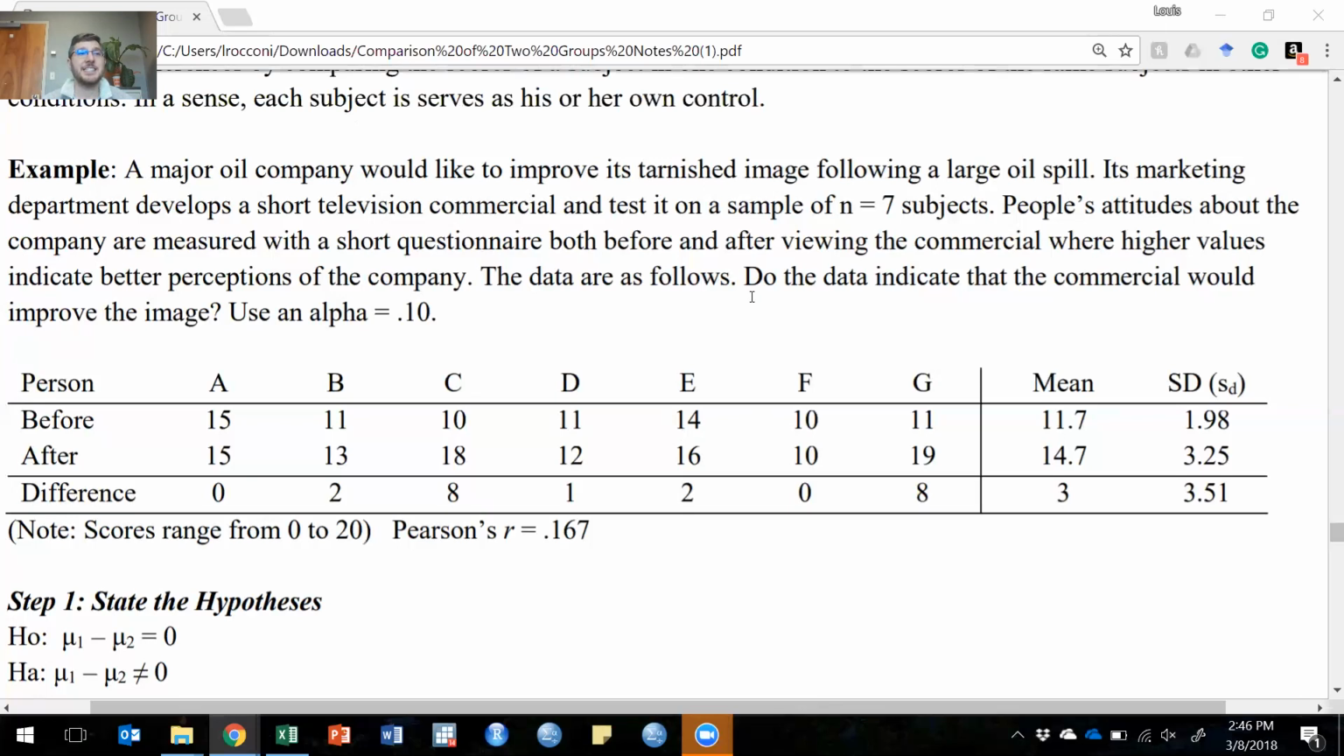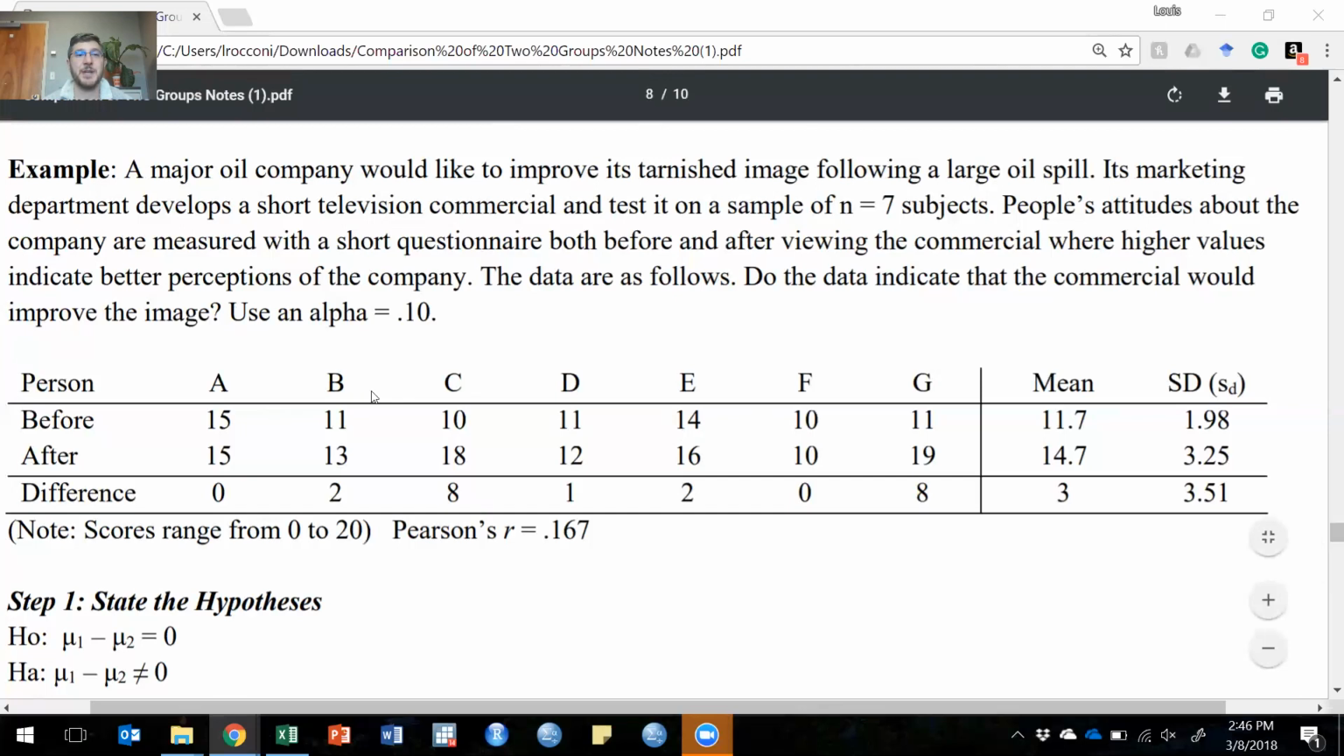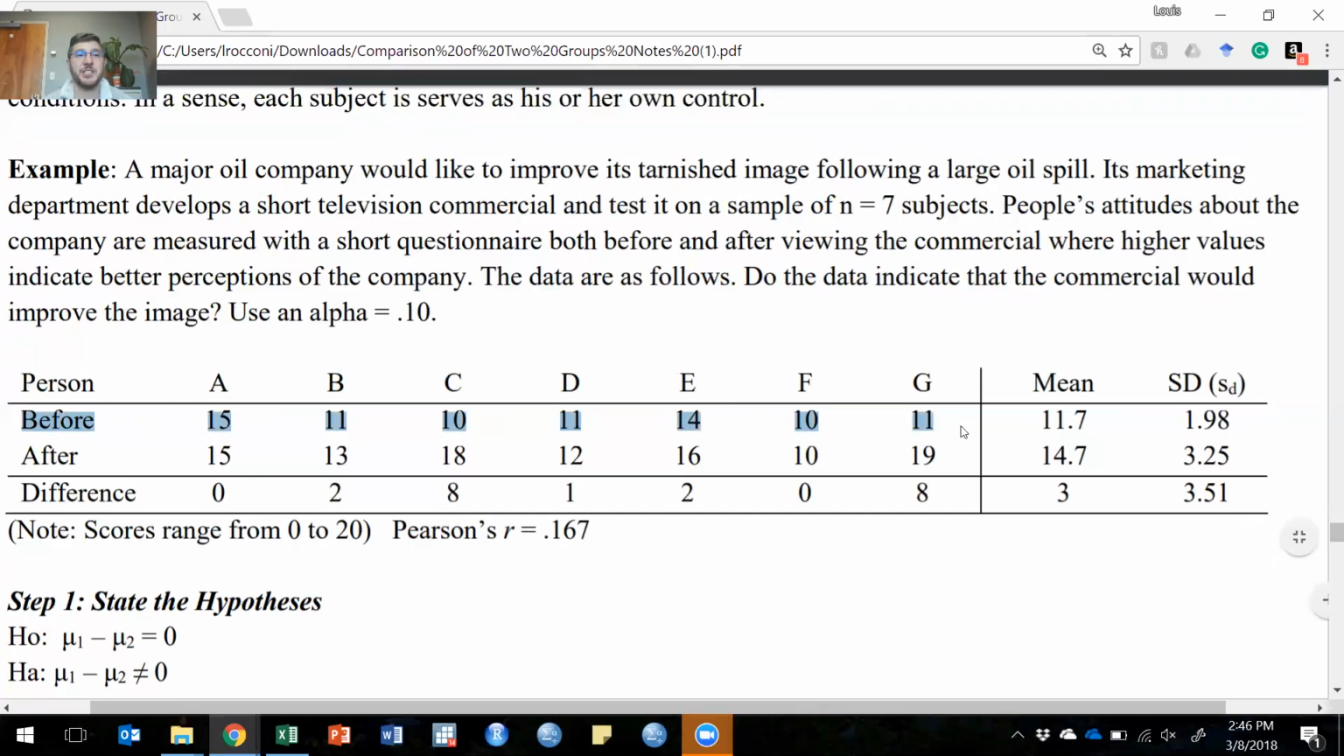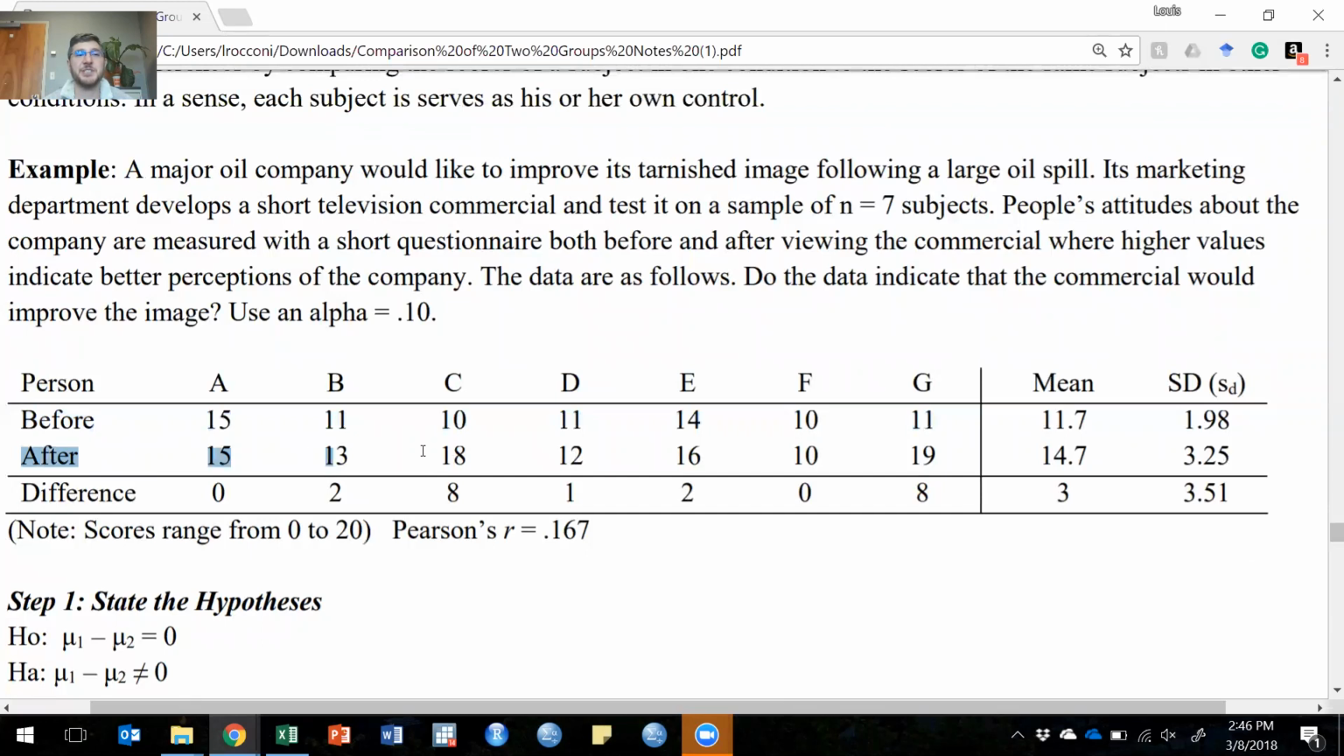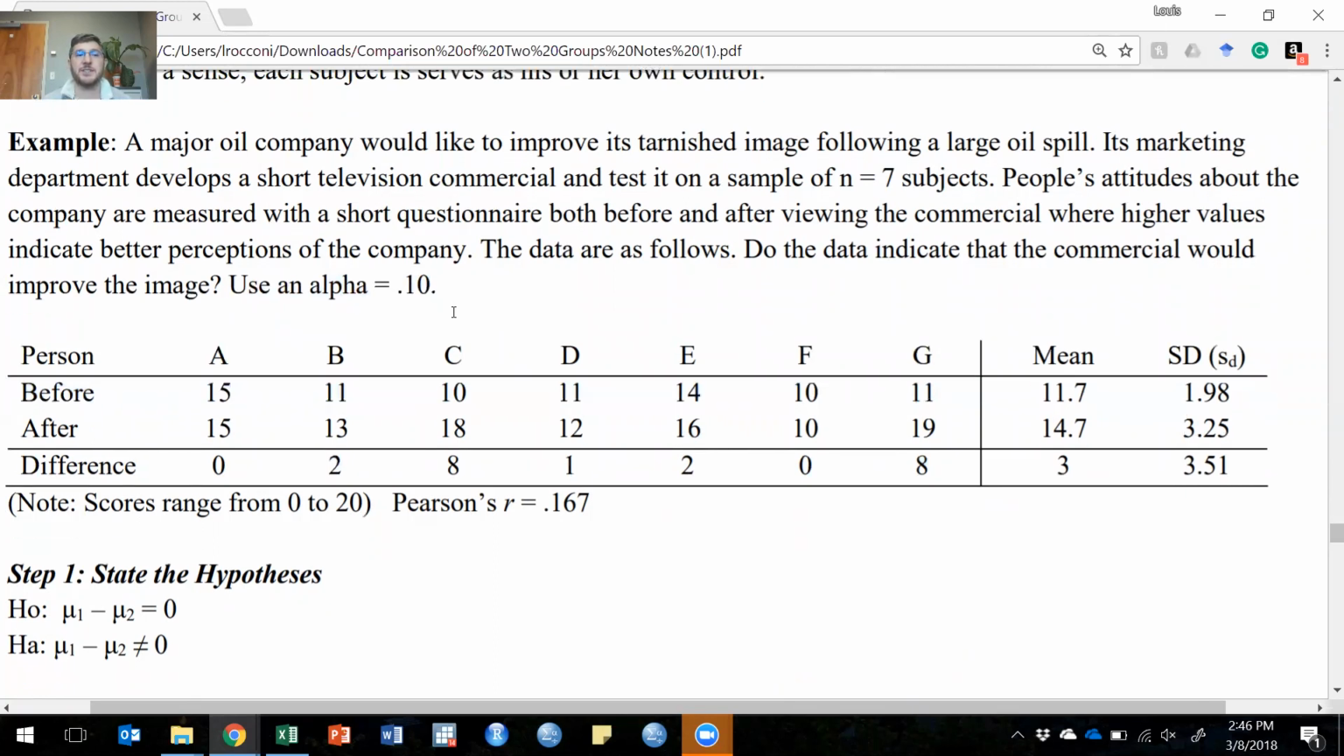So notice that this is a within subject design. We have the same people, the same 7 subjects, and we're measuring them twice. We want to know their perceptions of the company before they watched the commercial, and their perceptions of the company after they watched the commercial. And we're going to use an alpha of 0.10. So we're willing to accept a 10% chance here of making a type 1 error.